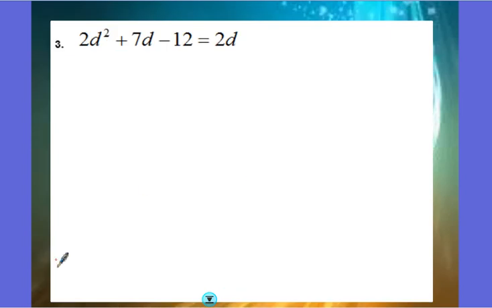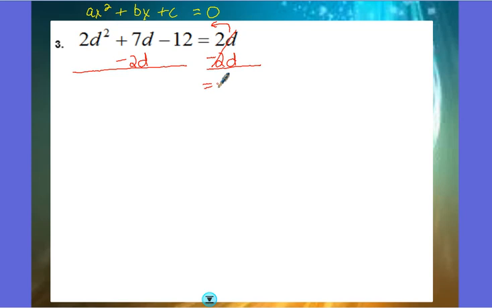Okay, first step, we need to check to see if this is written in standard form, and it is not. So first, we need to get rid of this 2d and move it over to the other side. 2d minus 2d will combine to turn it to 0. And I line it up with the 7d because those are like terms. So now I'll have a new equation, 2d squared plus 5d minus 12 set equal to 0.